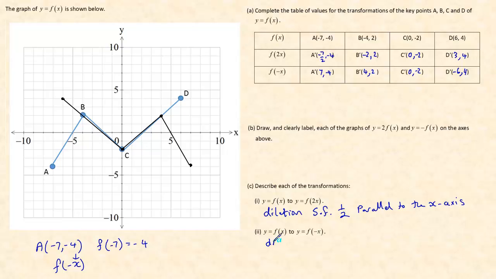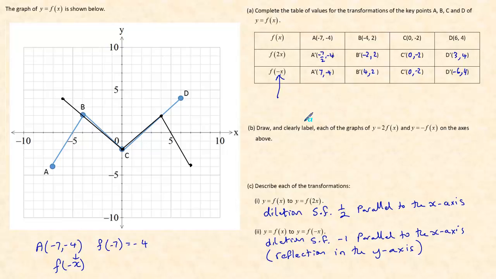This one is a dilation scale factor -1 parallel to the x-axis, but remember that that one is a reflection in the y-axis. And indeed, if we have a negative in here, there'll always be an element of reflection, and if it's something other than -1, there'll be dilation involved as well.